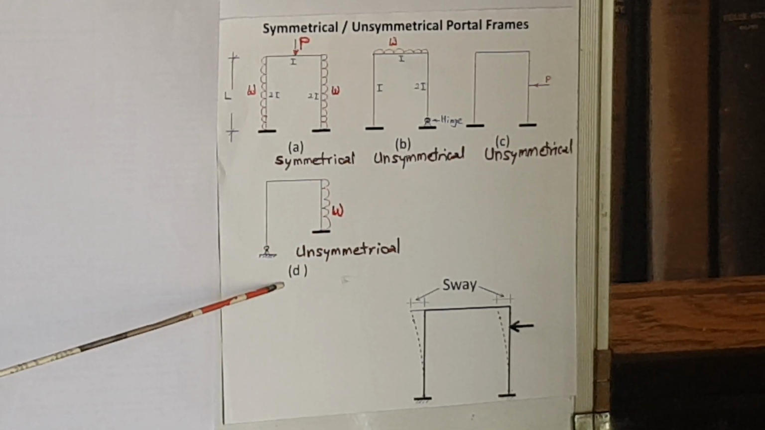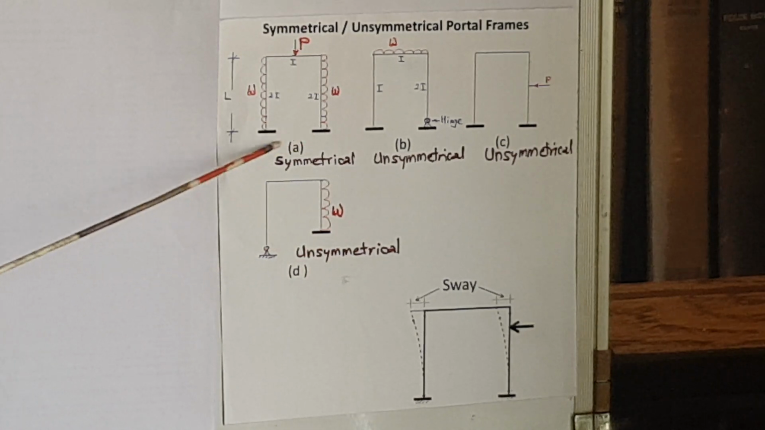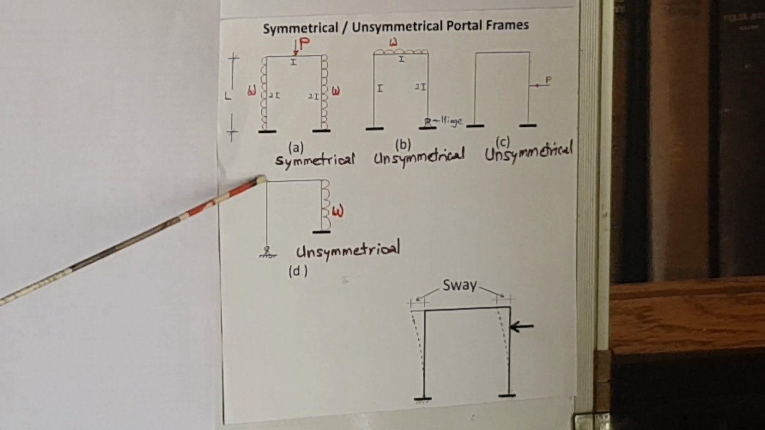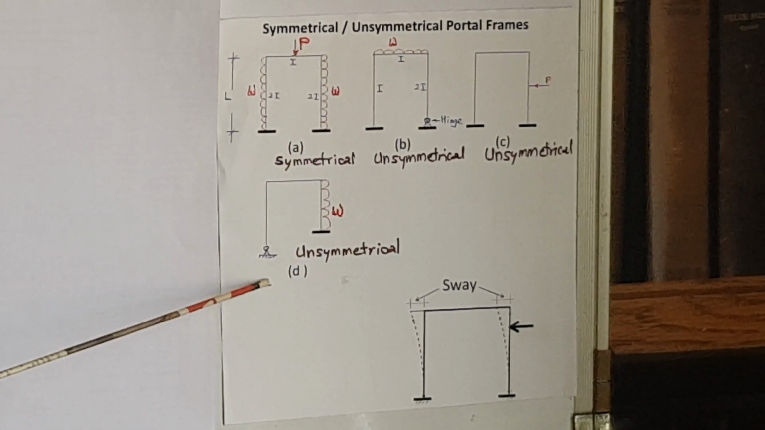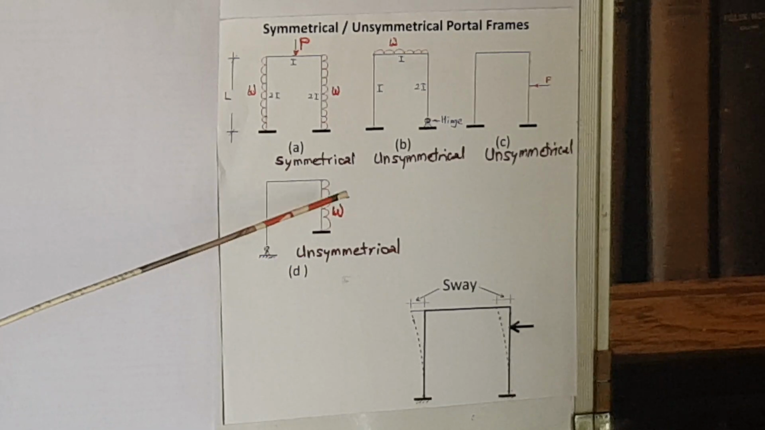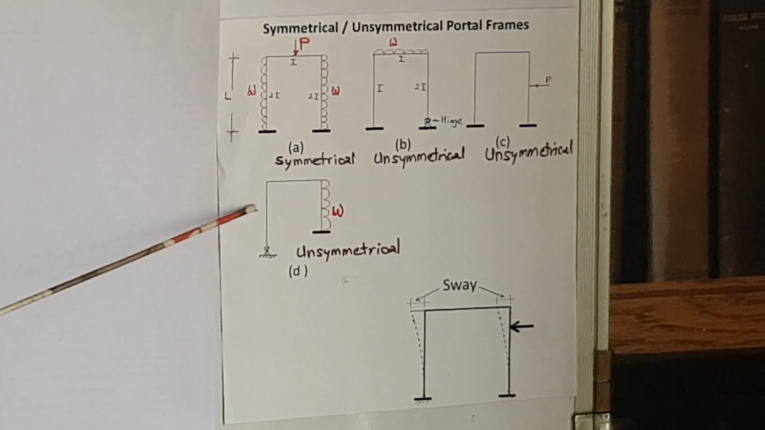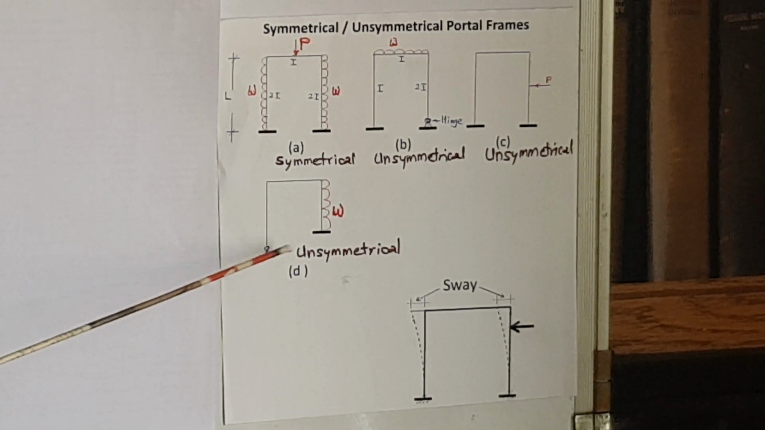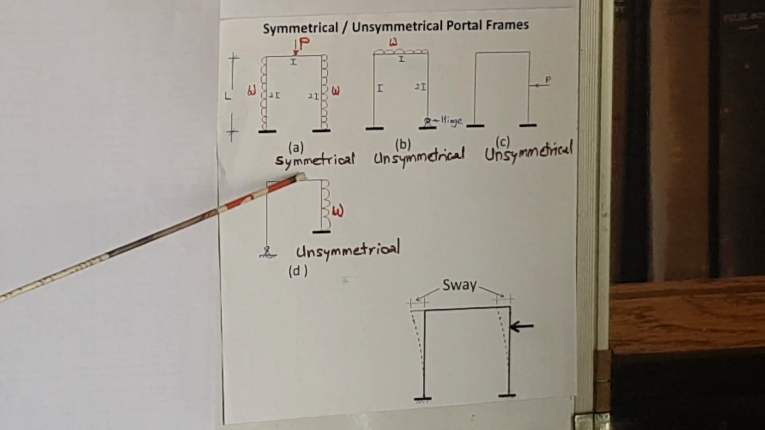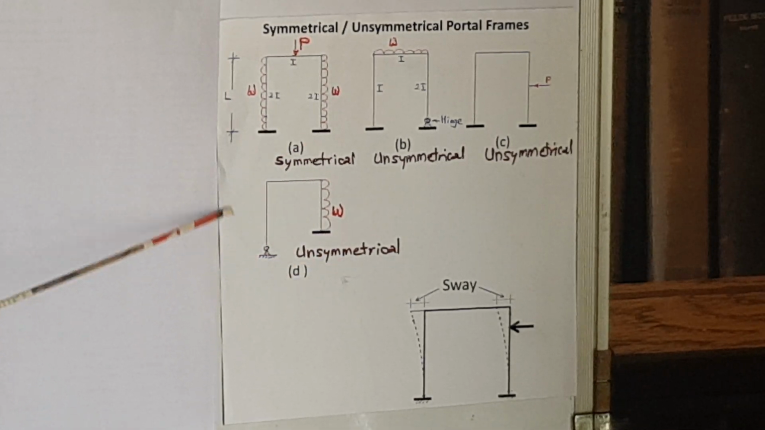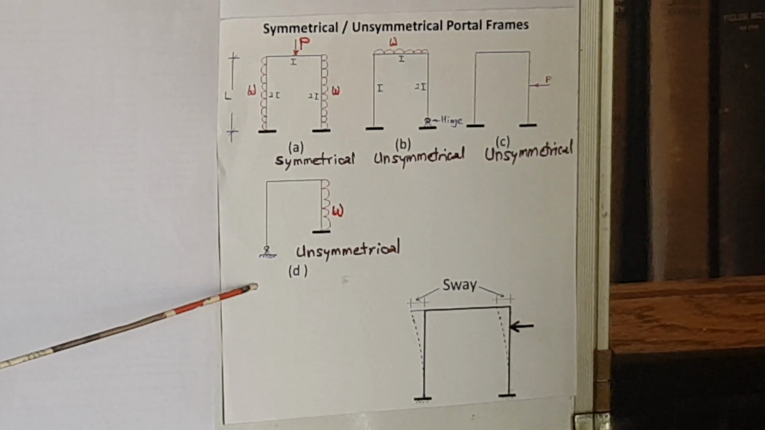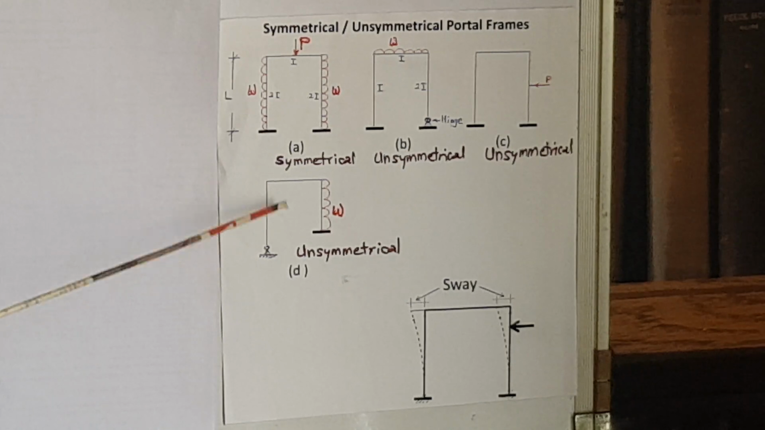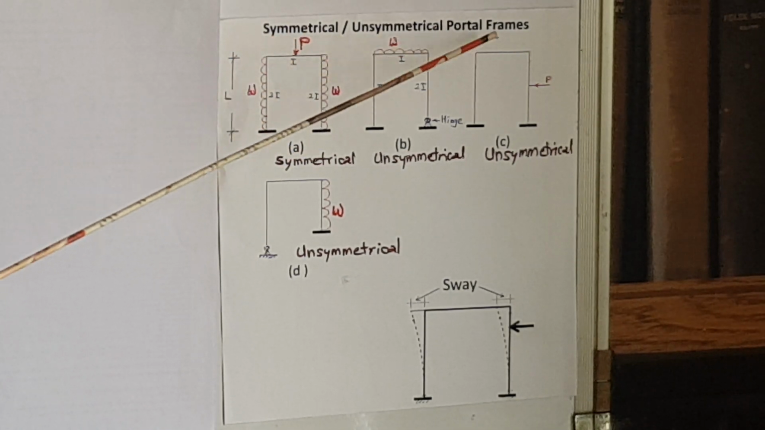Let us look at the fourth example D, which is an obvious example of unsymmetry. You can see here that about every point, this frame is unsymmetrical. First of all, dimensions are unsymmetrical. Two columns are of unequal length. Secondly, the supports are different. One is a hinge support, the other is a fixed support. Then the loading is also unsymmetrically applied. So we can say that this frame D is unsymmetrical from all the 3 points of view. So now with this you can get a clear idea about what is an unsymmetrical and a symmetrical portal frame.